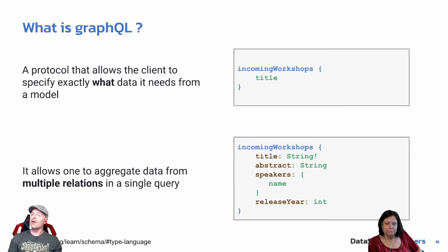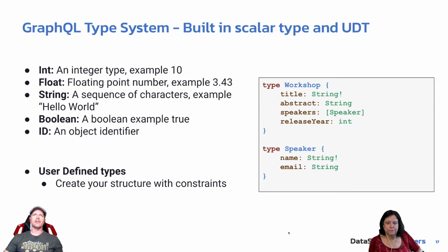You can even go so far as to do joins. So not only can you aggregate data from multiple sources, but you can actually do joins between them. So there's a lot of power here in the language.